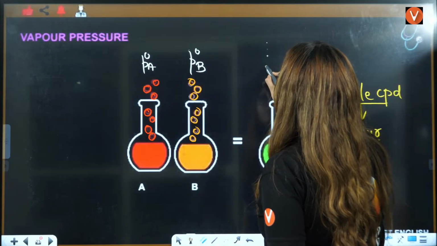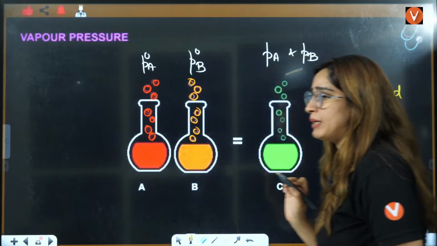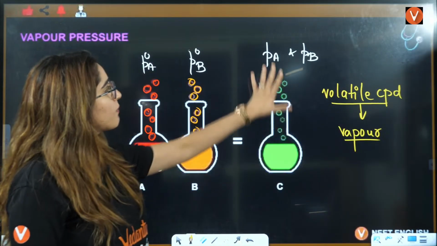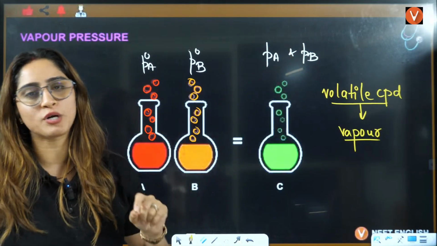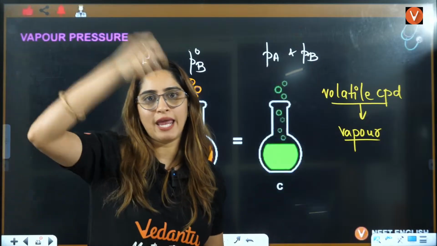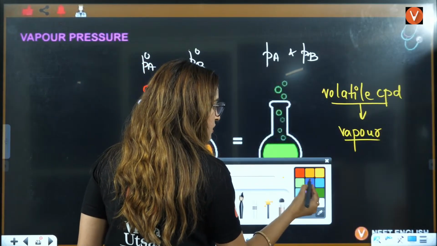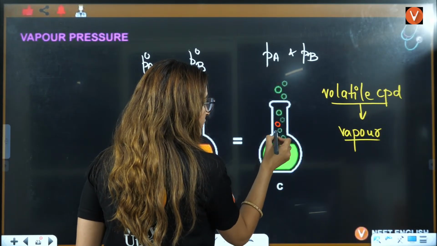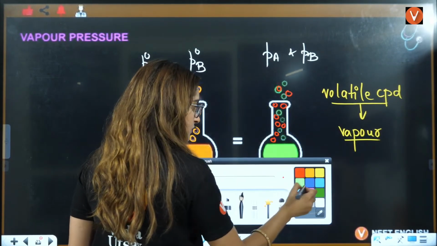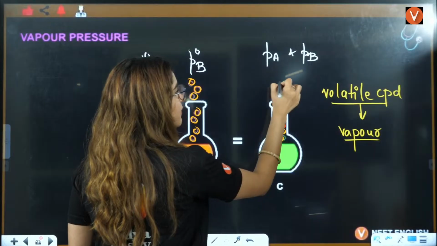Now, one more thing that you will see is PA and PB. What is this PA and PB? Everybody, what is this PA and PB? See one thing. If you talk about PA and PB, one thing you should understand here, that these are the vapors of the mixture. I have mixed A and B. I have a new solution that is green in color. Now, what is happening here? Some vapors of A you have here. Some vapors of B you have here. Both of them are putting pressure.